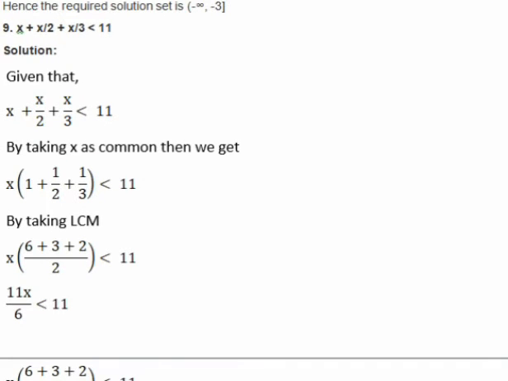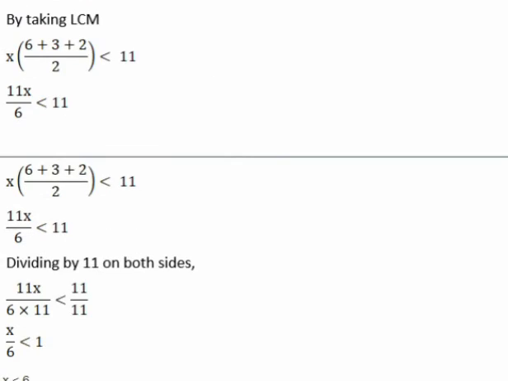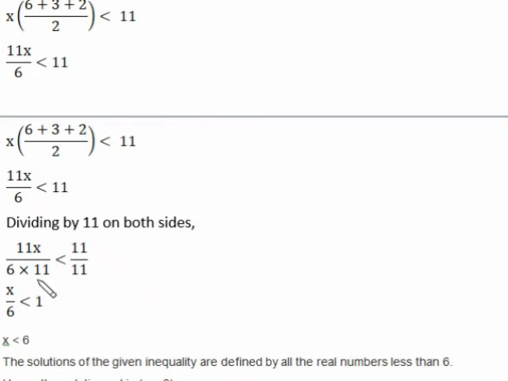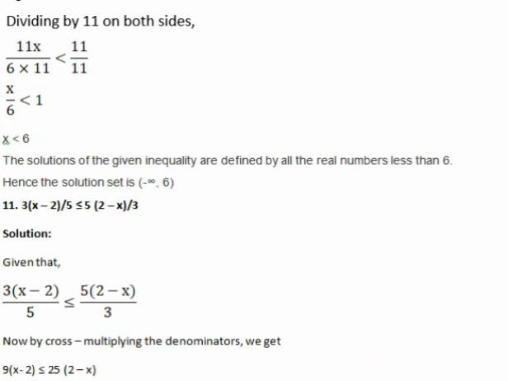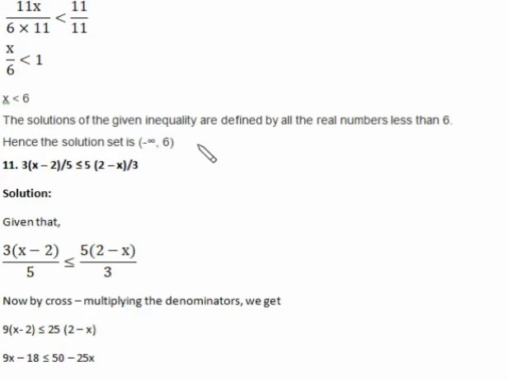Now come to the next question: x plus x upon 2 plus x upon 3 less than 11. Here we take x as common, after that we take the LCM: x times (6 plus 3 plus 2) divided by 6, it comes to 11x upon 6. After that we multiply by 6 and divide by 11: x is less than 6, which means x attains all the values less than 6, that is minus infinity to 6.